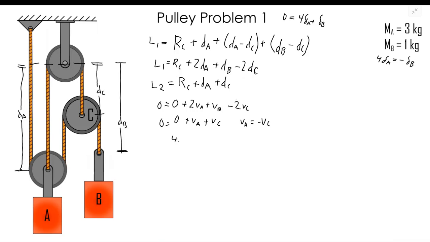Then we're going to get 4 VA, because this is going to turn into 2VA. 2VA plus 2VA is literally going to be 4VA in the end. So we have 4VA left right there. This is just 0. Then I'm going to subtract VB over here, so negative VB. So one of our equations now is VB equals negative 4VA.